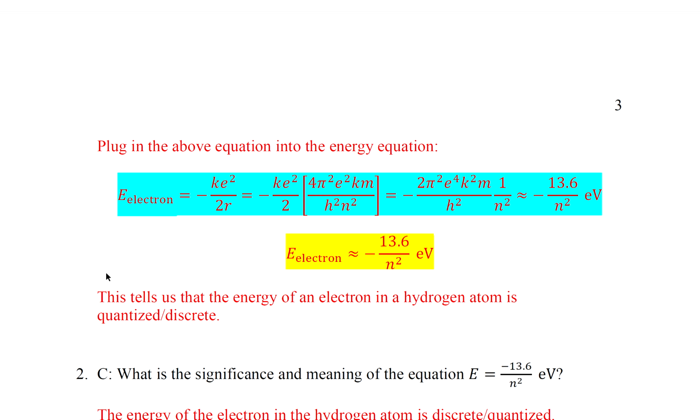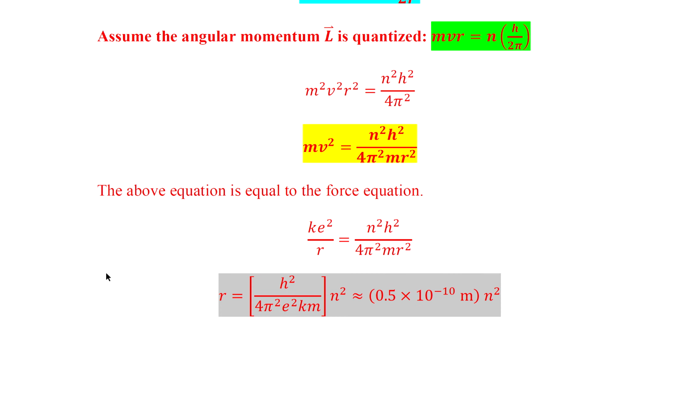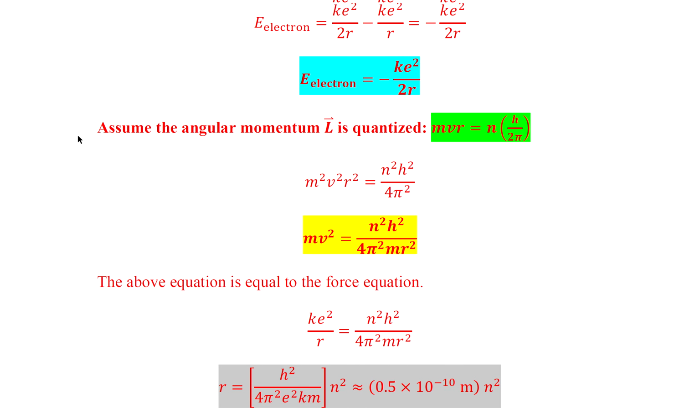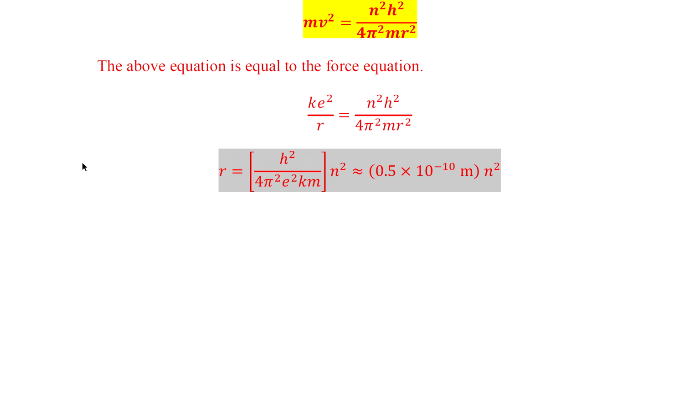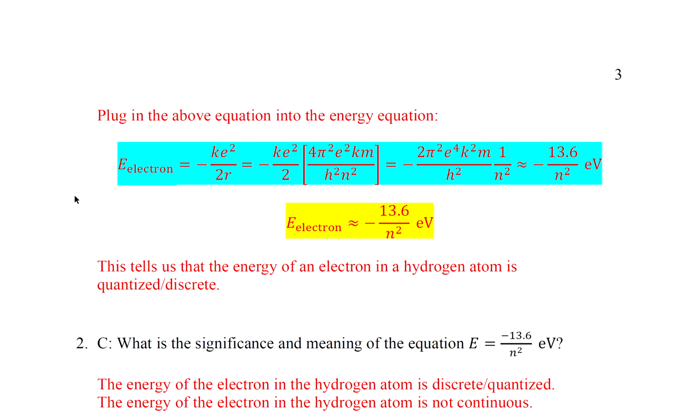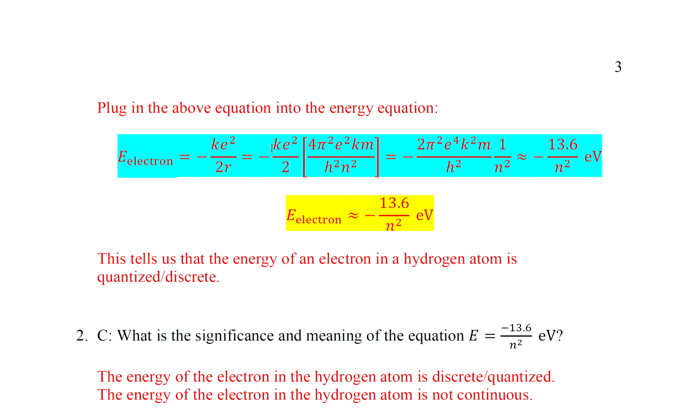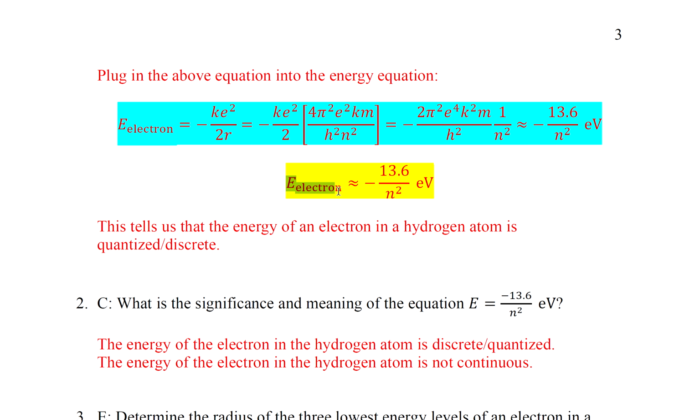So let's plug the above equation into the energy equation. Let's plug this r into the energy equation, which is here. So we get this. The energy of an electron in a hydrogen atom is about minus 13.6 electron volts divided by n squared.